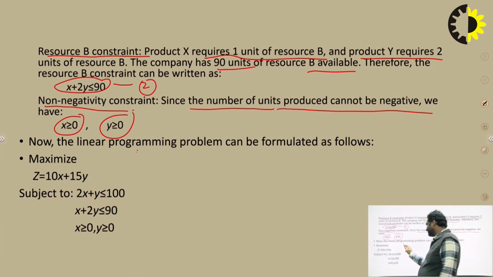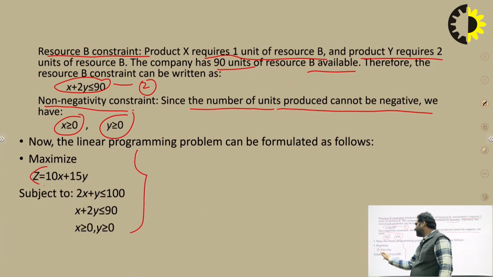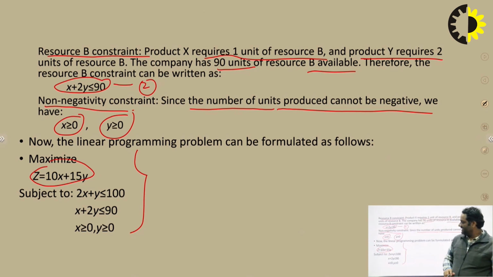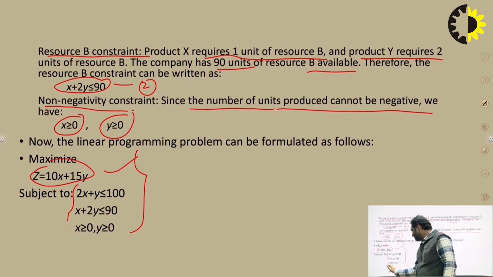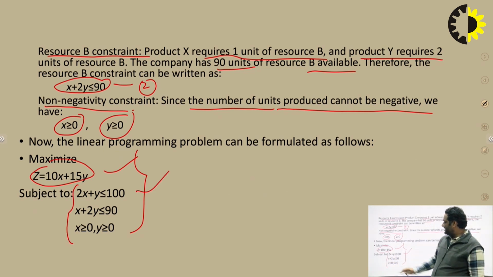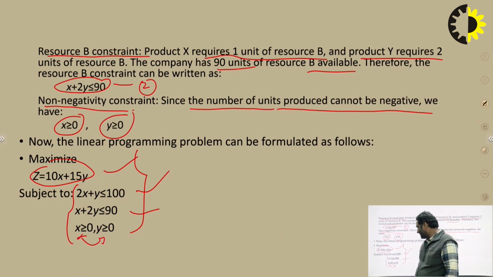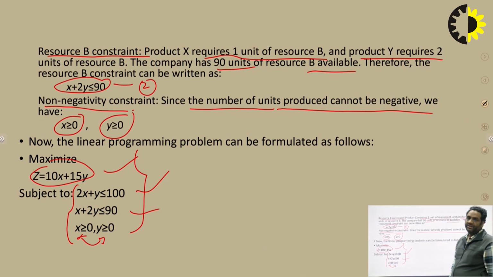So this is our formulation of the given problem. We need to maximize the function z = 10x + 15y, or we can say profit is always maximized. This is our first thing. Then second, these are the constraints. First constraint: 2x + y is less than or equal to 100. In the second constraint, we have x + 2y always less than or equal to 90. And these are two general constraints: x and y both must be greater than or equal to 0, since these are the non-negativity constraints. So this is how we formulate the given problem.